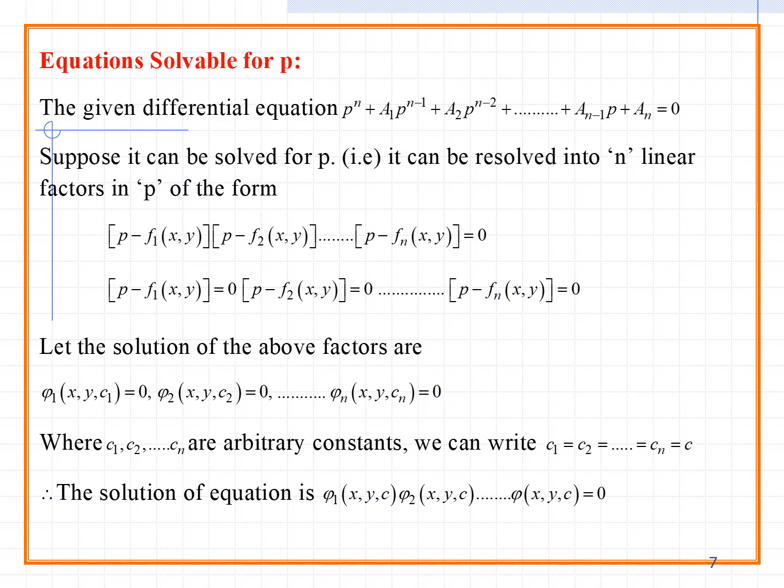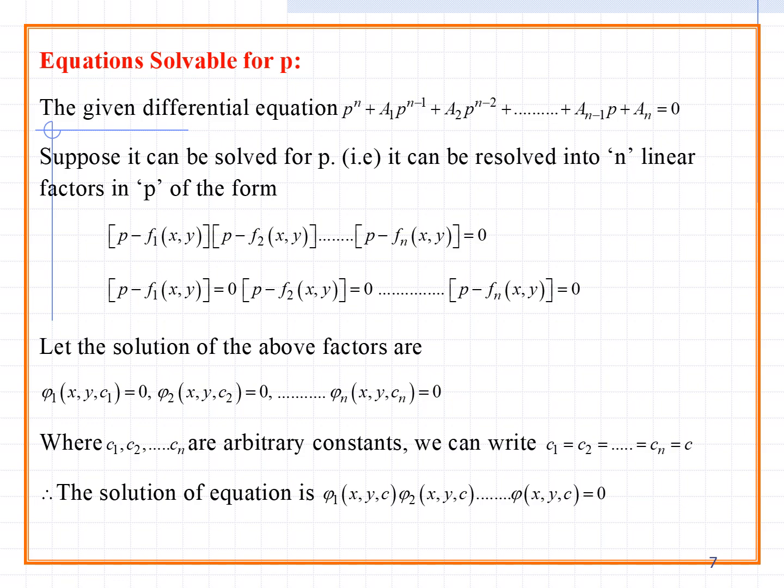We can use factorization, like p minus f1 of x comma y, p minus f2 of x comma y. You can change the given equation into factorized form, then equate each factor to 0. Then p means dy by dx. Now we can apply variable separable, then integrate, and we automatically get the answers.